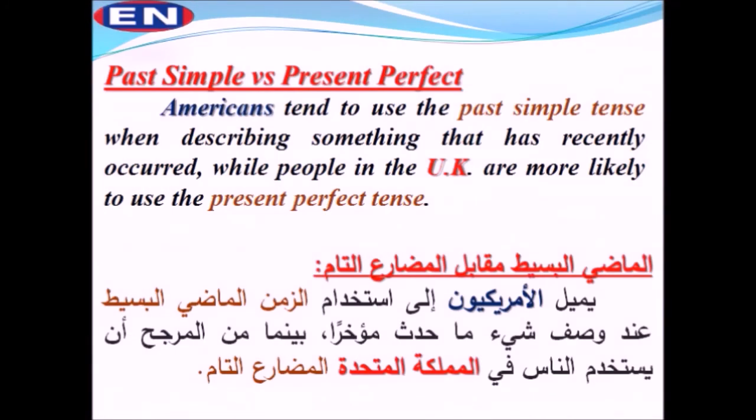The American and British people have another difference in past simple versus present perfect. What does that mean? So the Americans tend to use the past simple tense when describing something that has recently occurred, while people in the UK are more likely to use the present perfect tense. Did you understand that? No? Okay, so let's see some examples to clarify this rule.